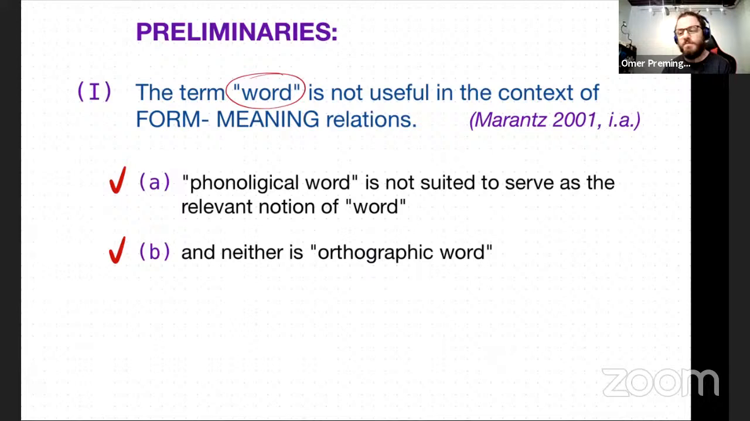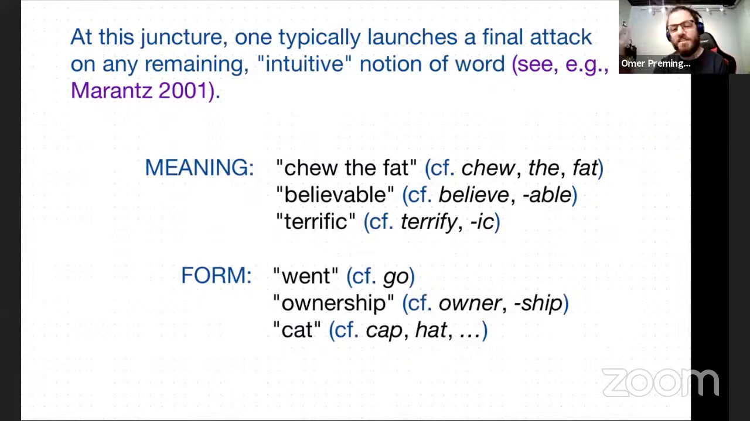Now, at this juncture, if you've heard talks like this before, one typically then launches a final attack on any remaining intuitive notion of word just to make sure the issue is good and settled. So you will see things pointed out like, look, chew the fat is more than one intuitive word, but it still has a single listed meaning. So the word can't be the locus of the form-meaning matching. Believable is just one word intuitively, but there's no need to list the meaning of believable. You can entirely predict it from believe and able.